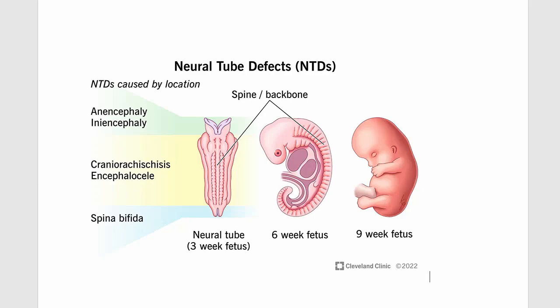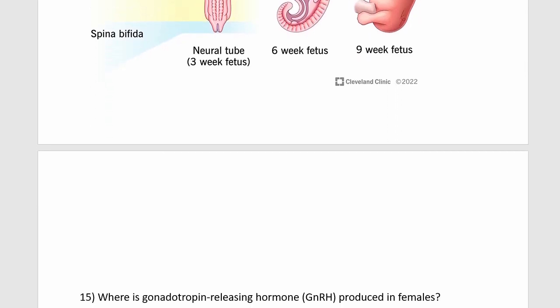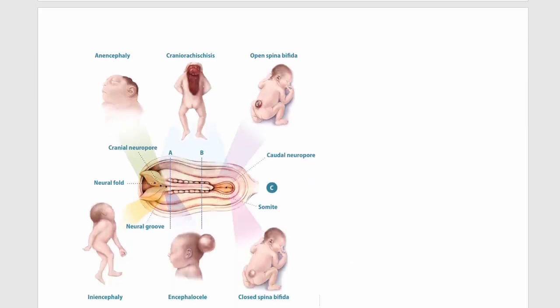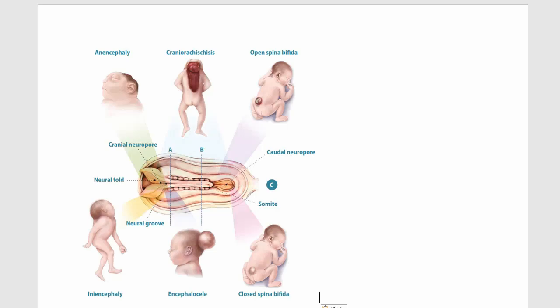In fact, let's get this one as well. This is another one to help doing it. So again, at this caudal end, this is when you get open spina bifida and closed spina bifida. So two versions of it from the caudal end, and then at the head end, you end up with stuff like anencephaly.